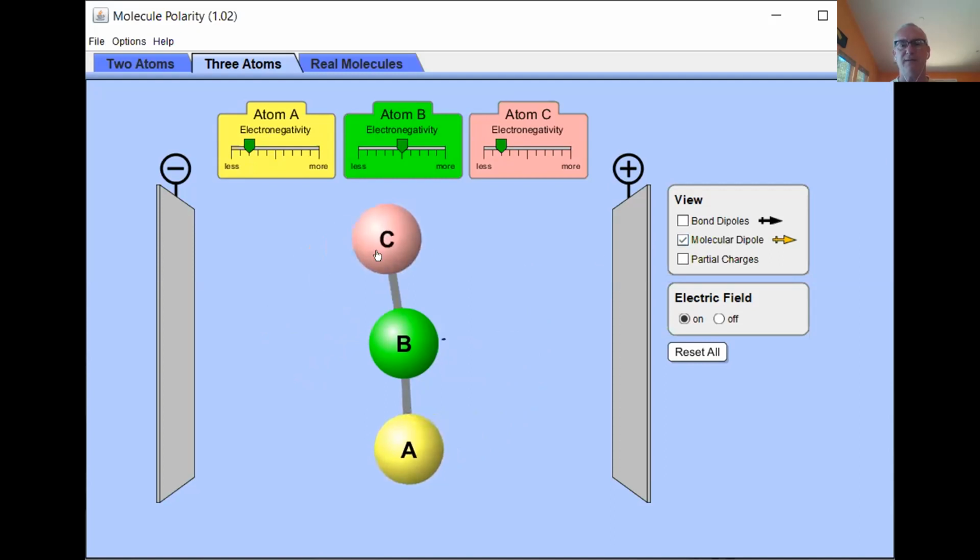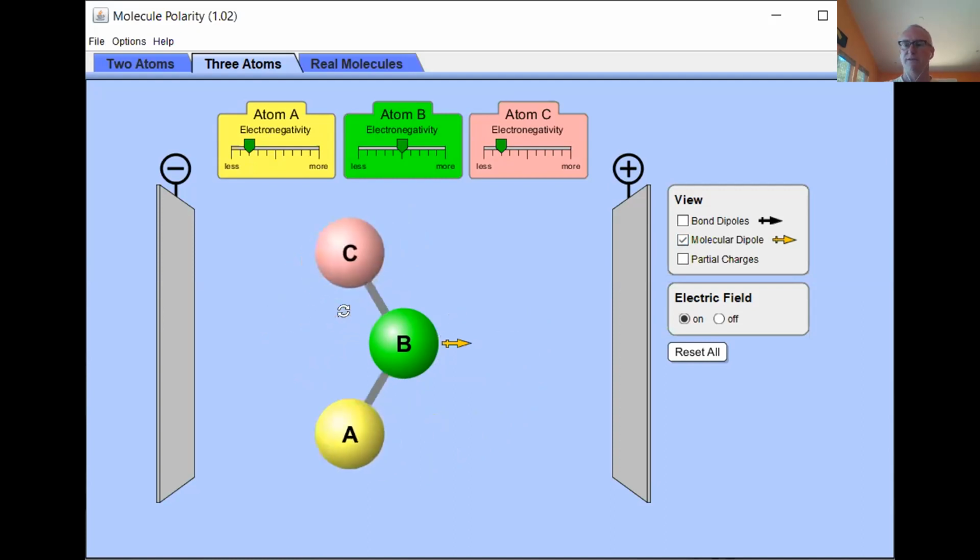But if I change the direction, now it does. So if the two bond dipoles cancel each other out completely, pointing in opposite directions, no molecular dipole, not polar. But if I change it even slightly, the direction in one way or the other, and you can do this for yourself, if you change it even slightly, I now get a molecular dipole, because those bond dipoles are pointing in the same, even if it's just slightly pointing in the same direction.